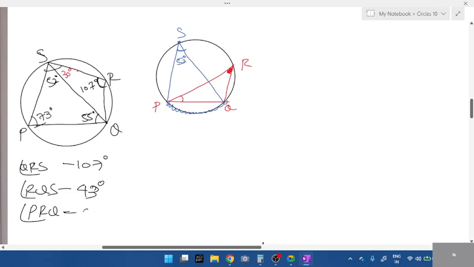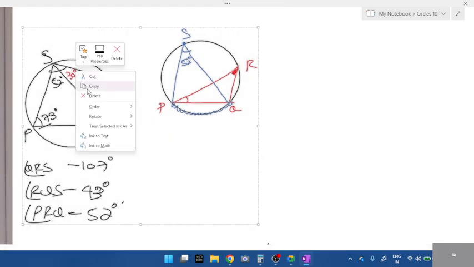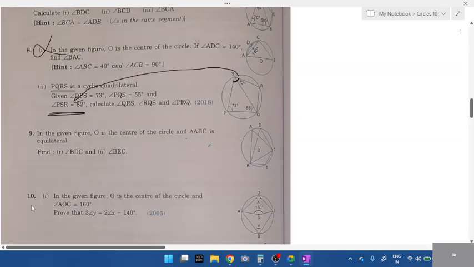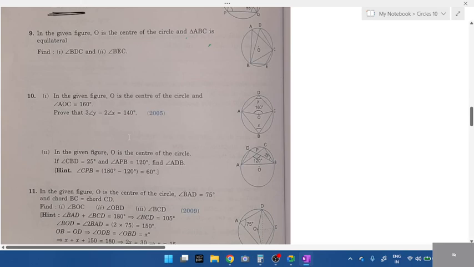The answer for this is 52 degrees. In another 10 minutes, we'll do one more board exam question, 2018. Okay, this is a very simple one, 2005. It's a basic question. Can you try 2005?